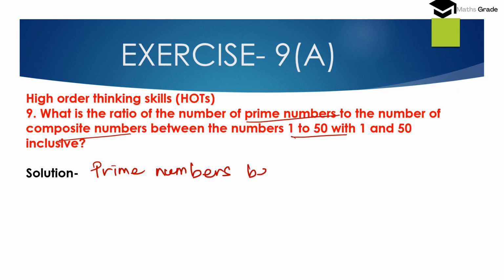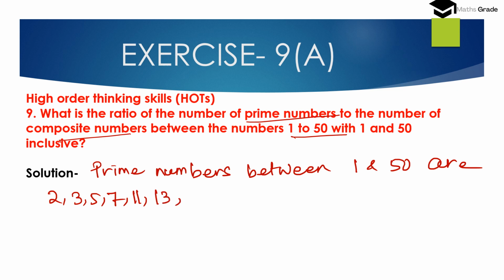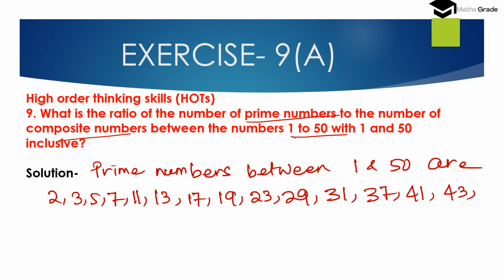So prime numbers between 1 and 50 are 2, 3, 5, 7, 11, 13, 17, 19, 23, 29, 31, 37, 41, 43, 47. These are the prime numbers between 1 and 50.